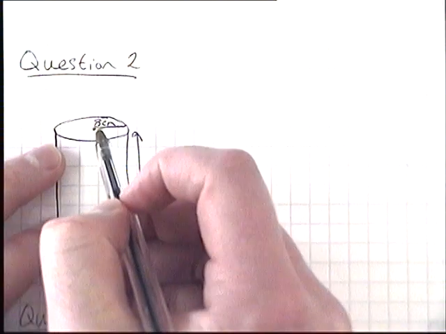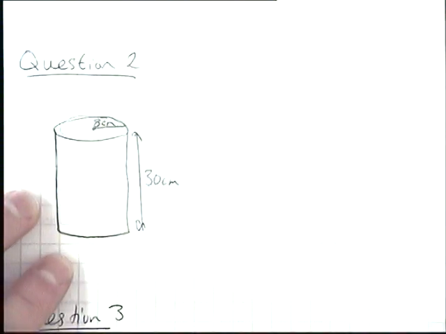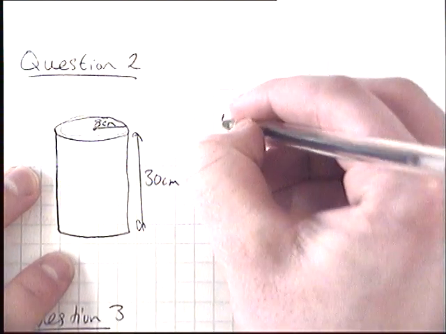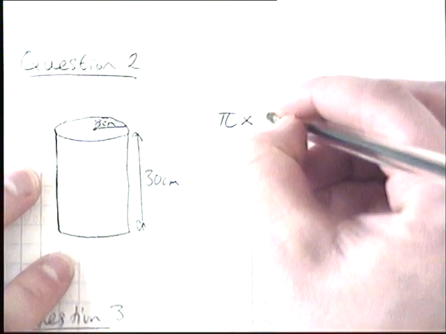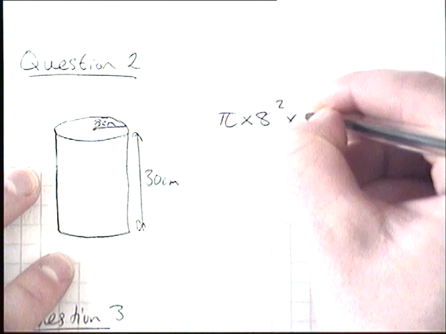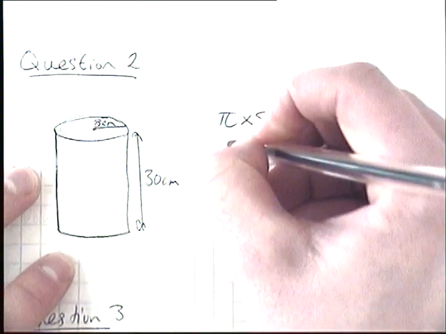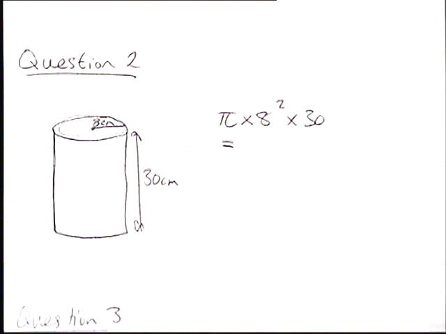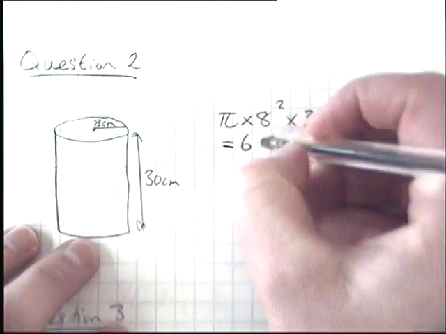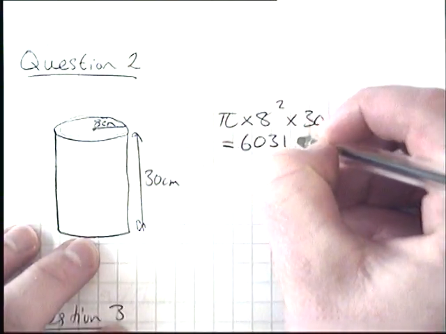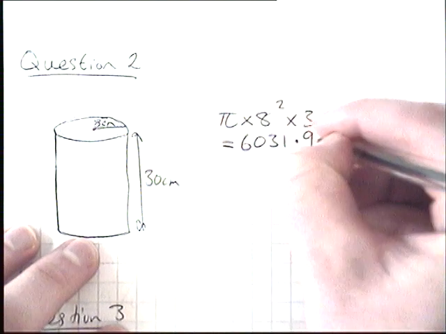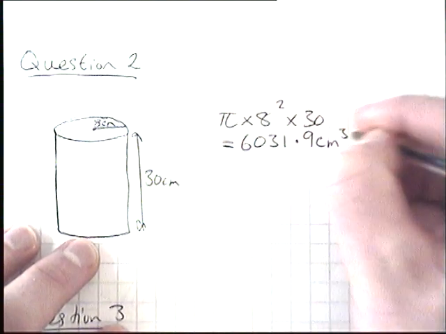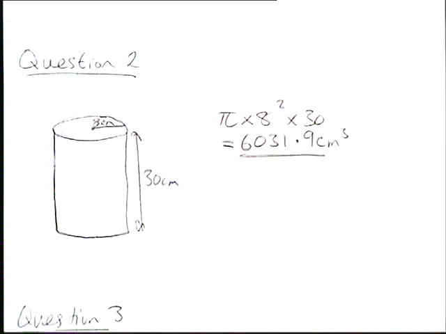Question 2. This time we've got a radius of 8 centimeters. So we're going to have pi times 8 squared times the length of 30. And again, pop that into your calculators to get 6,031.9 centimeters cubed to 1 decimal place.